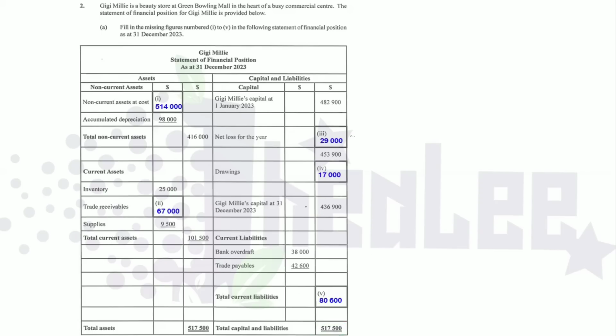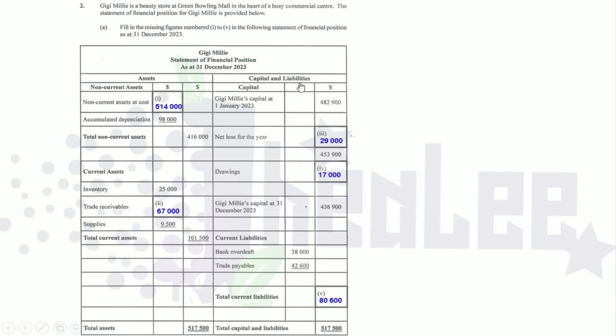Now you can double check to see if you are actually correct. The closing capital of 436,900 plus the 80,600 will give you that total capital and liabilities of 517,500. So we're finished with the first part of the question. Let's move into the other part of the question.